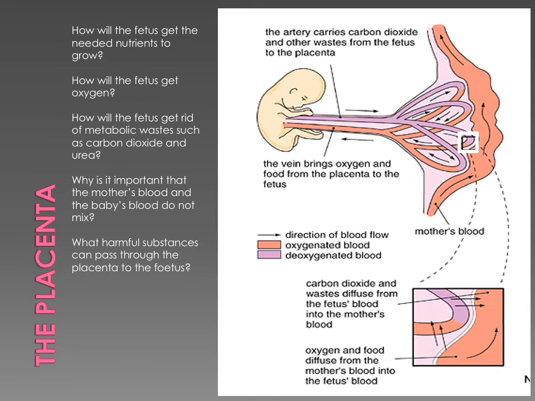Now, how will the fetus get the nutrients that it needs so that it grows? Yes, it has a tube that comes out of its body. It's called the umbilical cord, and the umbilical cord has two blood vessels. One blood vessel carries blood away from the baby, from the fetus, towards the placenta, and the second blood vessel takes the blood back from the placenta to the baby.